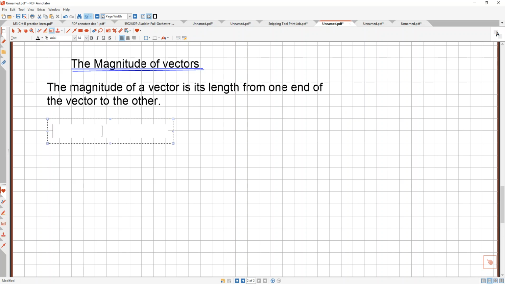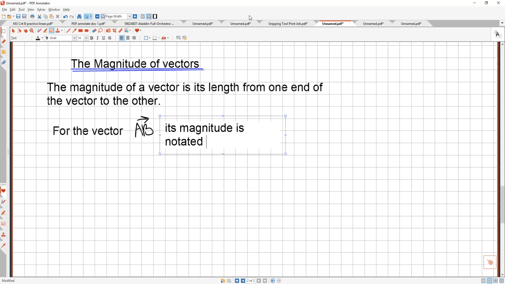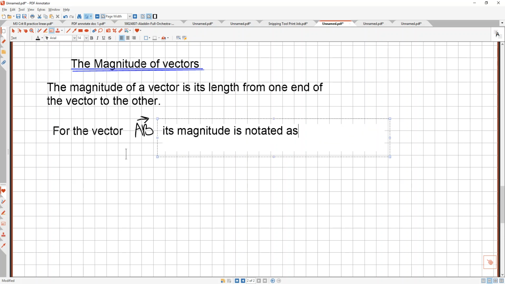So, some notation for the vector. For the vector A to B. Magnitude is notated as A to B again, except with two straight lines.